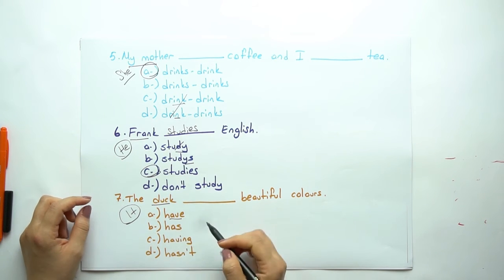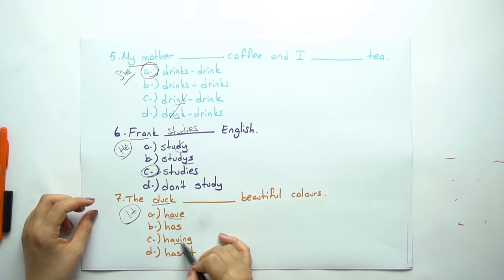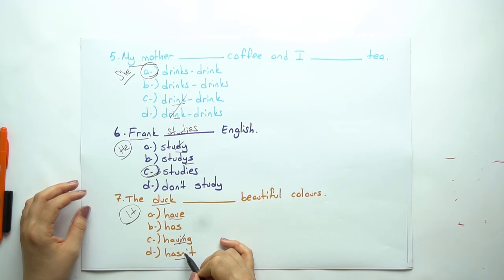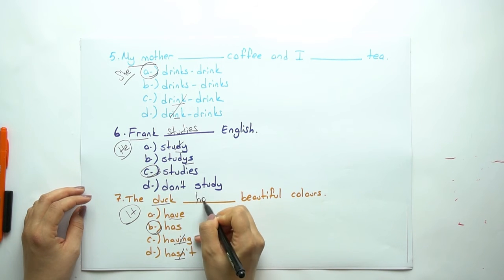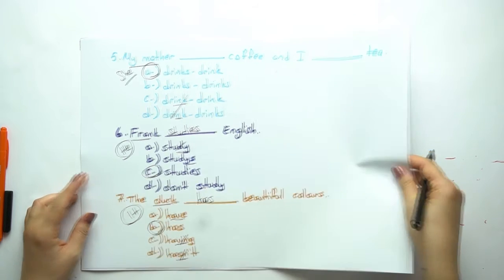First one is have. We can't use this one because of the rule. C is having. I mean, it's not even possible here. D hasn't. It's not true. So our answer should be has. The dog has beautiful colors.